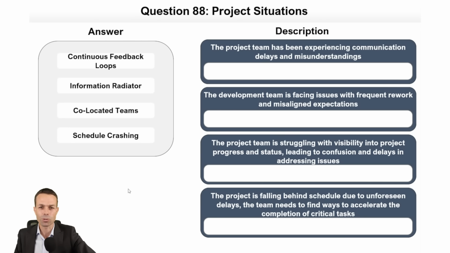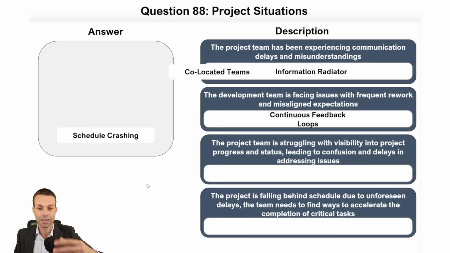For this one, I think continuous feedback loops will help us with frequent rework and misaligned expectations. So we're getting more feedback and closer feedback. The project team is struggling with visibility into the project status. Now that is our information radiator, leading to confusion and delays in addressing issues.